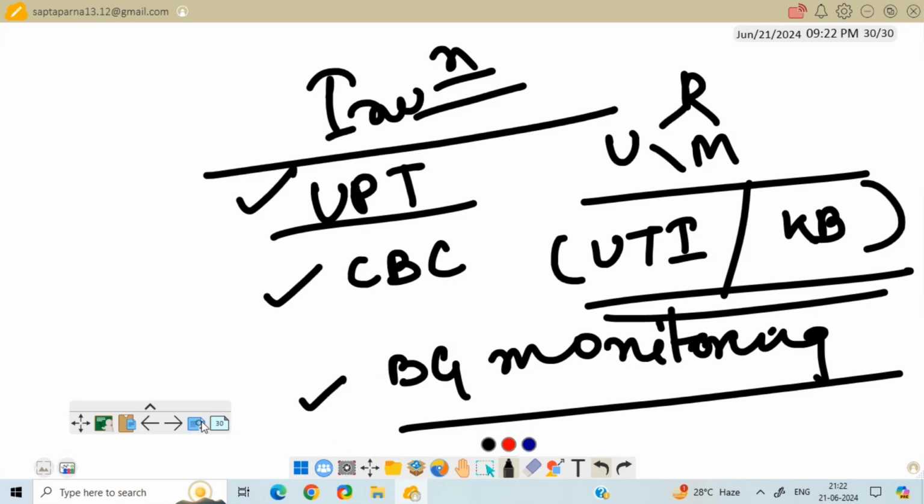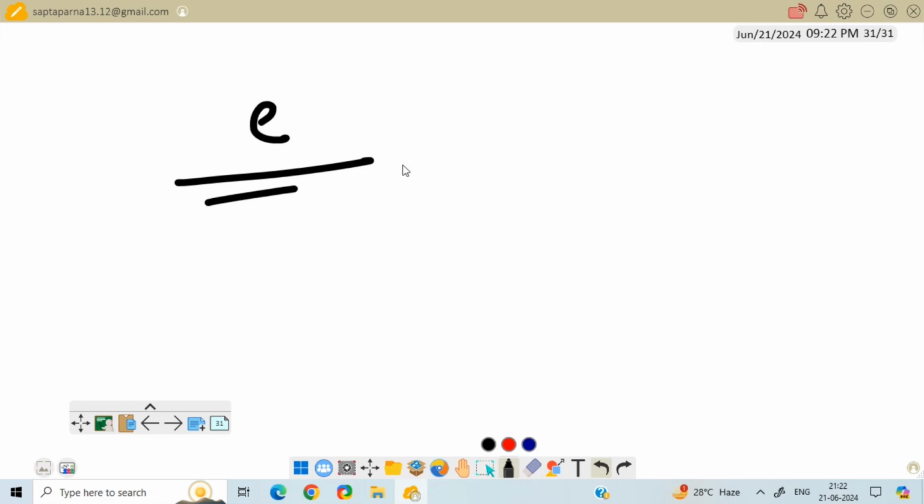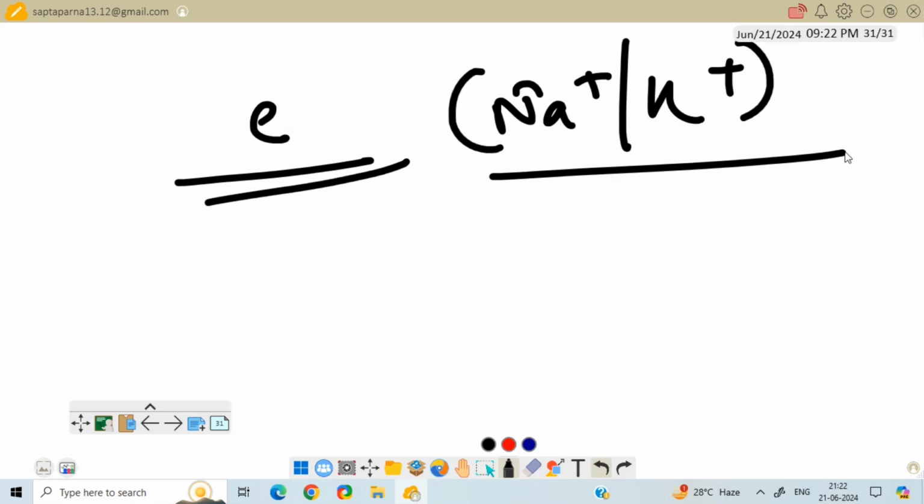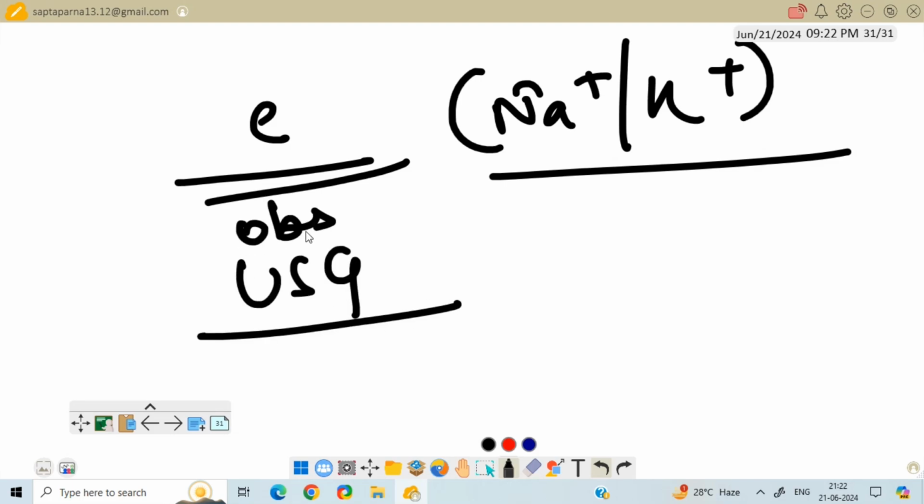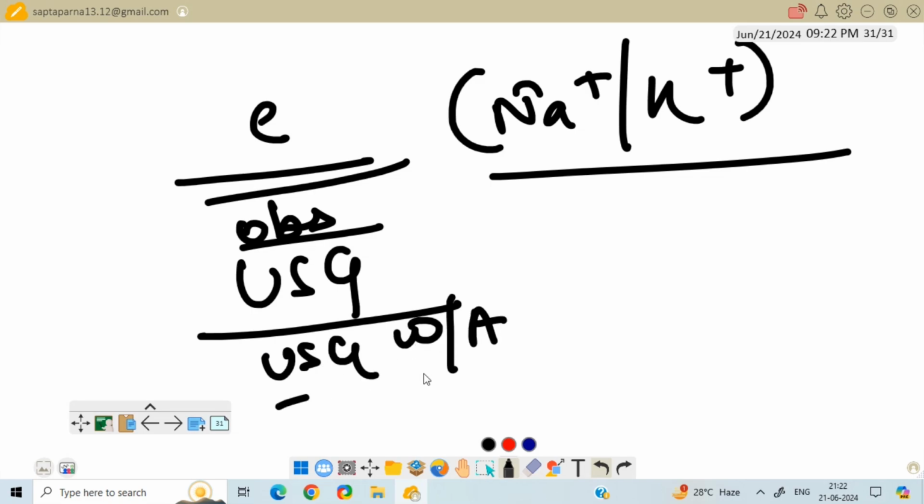Also, here you have to rule out diabetic ketoacidosis or not. Next, you will do her electrolytes: her sodium and potassium, to see whether there is an electrolyte imbalance or not. Next is ultrasonography. You have to do her obstetric USG to rule out twin pregnancy or molar pregnancy, and you also have to do her USG whole abdomen to rule out other causes.